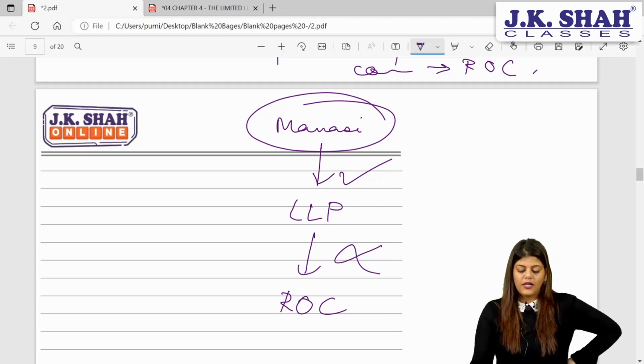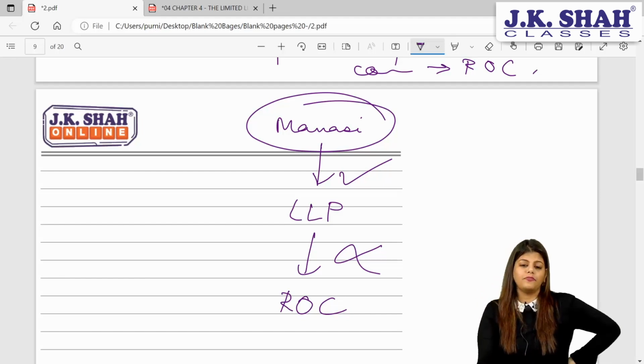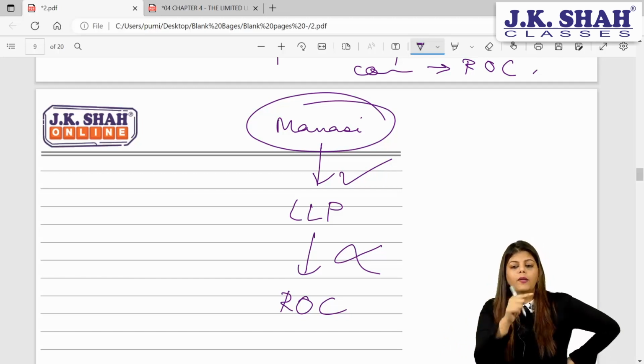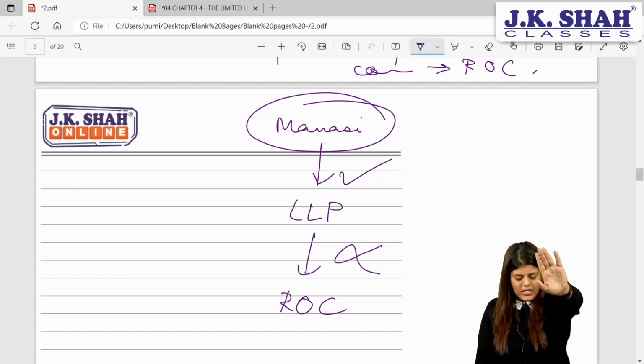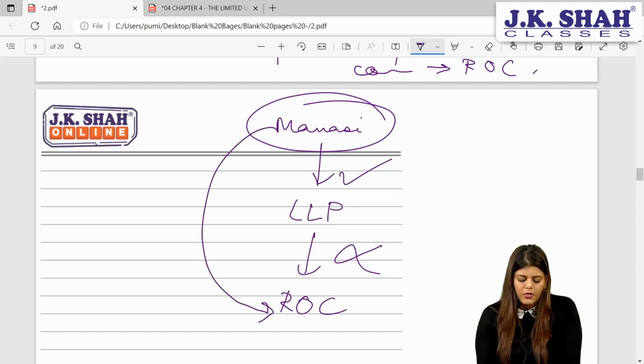But actually they say, Mansi, you know that this LLP is useless. You know that this LLP is not going to do its job properly. If they don't do their job properly, unnecessarily, Mansi, you will be in trouble. So law says, listen Mansi, if you are so sure that these guys are useless, you go and inform ROC directly.